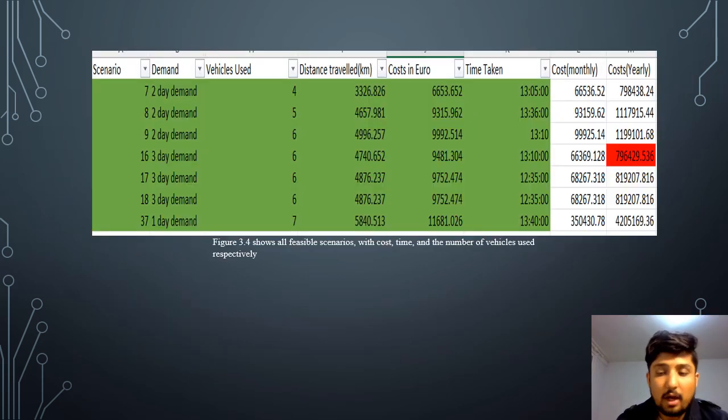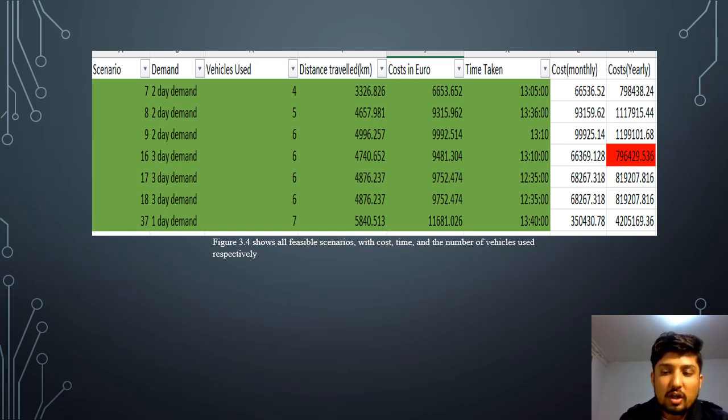So we can see all the possible feasible scenarios in this figure 3.4, which are all the possible solutions for my problem. We can see scenario 7, which is a 2-day demand. That means we have to serve this route every 2 days, and the vehicles used is 4 vehicles, and the distance traveled is around 3,400 kilometers, and the cost was 2 euros per kilometer.